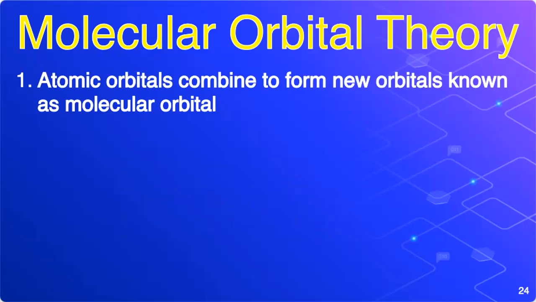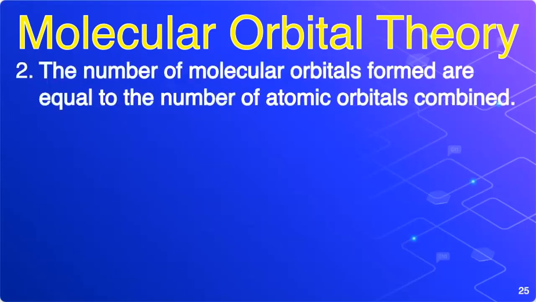The second point is the number of molecular orbitals formed is equal to the number of atomic orbitals combined. So when two atomic orbitals overlap or are combined, they form two molecular orbitals also. If there are 6 atomic orbitals overlapped, it will form also 6 molecular orbitals.